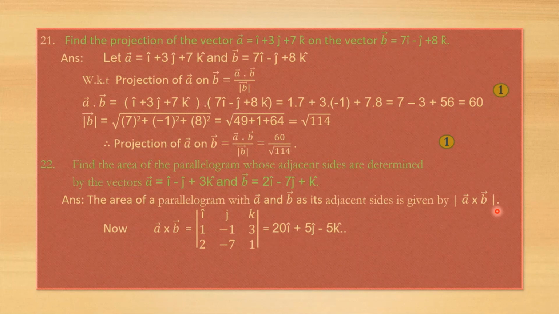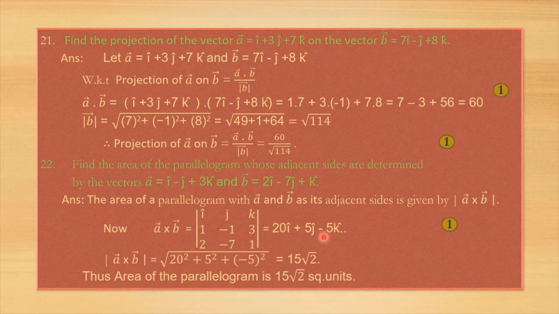A cross B, after simplifying, I will get 20i plus 5j minus 5k. So I need to find the magnitude of A cross B. Finally, the magnitude of A cross B is 15 root 2 square units. So the area of the parallelogram is 15 root 2 square units, and this will be awarded 1 mark. For A cross B you will get 1 mark, and the final output will get 1 mark. Please keep in mind that the units here are optional, not compulsory. Even if you have not written them, you will be awarded 1 mark.